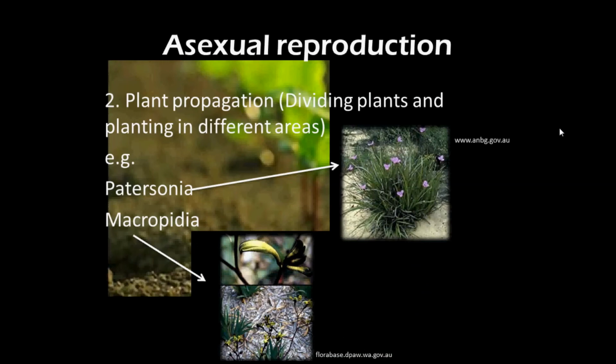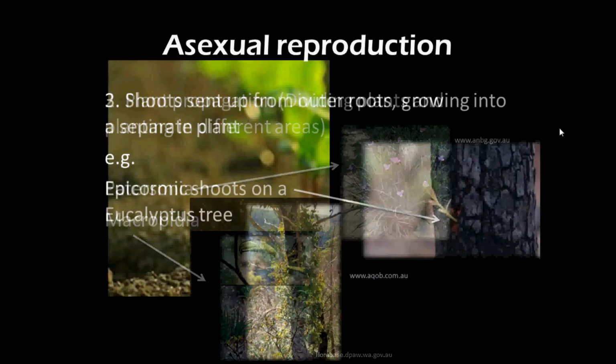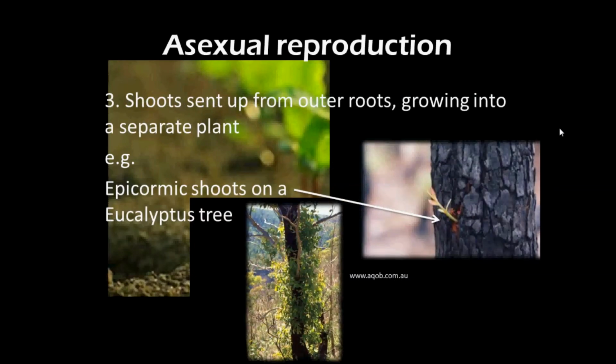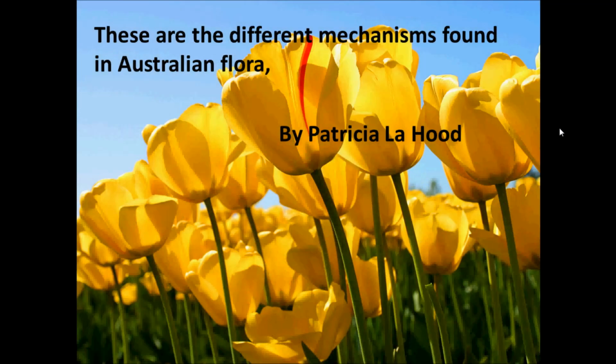2. Plant propagation, dividing portions of plants and planting them in different areas. Examples: Patersonia and Macropidia. 3. Shoots sent up from outer roots and eventually growing into a separate plant. Example: epicormic shoots on a eucalyptus tree. These are the different mechanisms found in Australian flora.